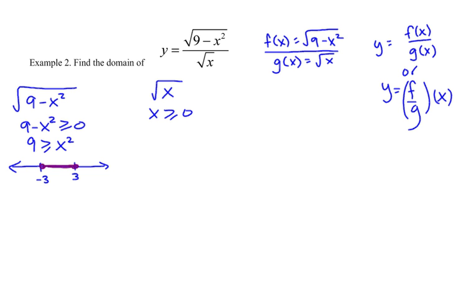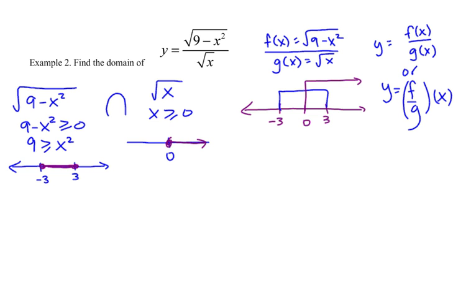Okay, so what are we going to do with these two guys? Union or intersection? Not really, but okay. We're going to find the intersection. Okay, so I'm going to draw this. We want to find the intersection. So we have negative 3 to 3, right, was this guy? And then x greater than or equal to 0. So what's our domain?